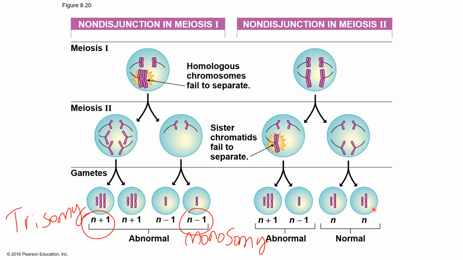So this is basically non-disjunction, and that is when your chromosomes are failing to separate. Either the homologous chromosomes are the ones that are failing to separate, as you can see right here, or it could be your sister chromatids that are failing to separate. And the reason behind it is your spindle fibers are tearing. And that could result in gametes that are carrying extra copies of chromosomes, or carrying fewer of the chromosomes.